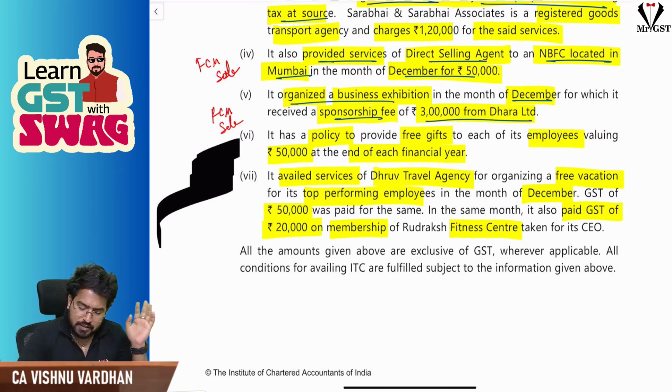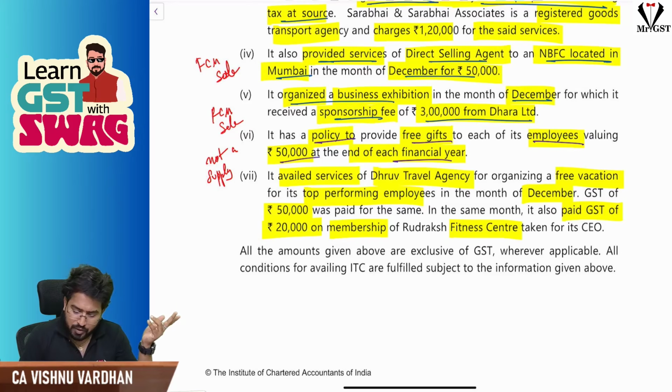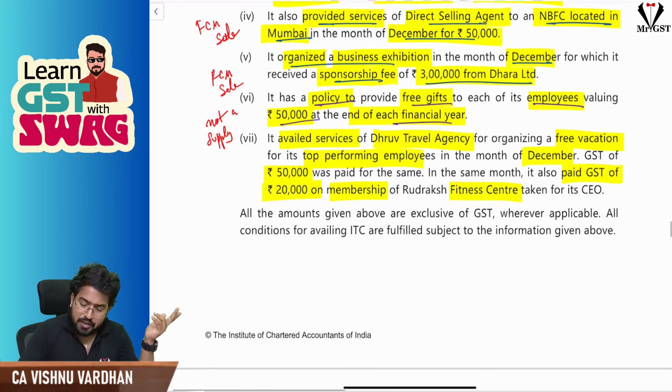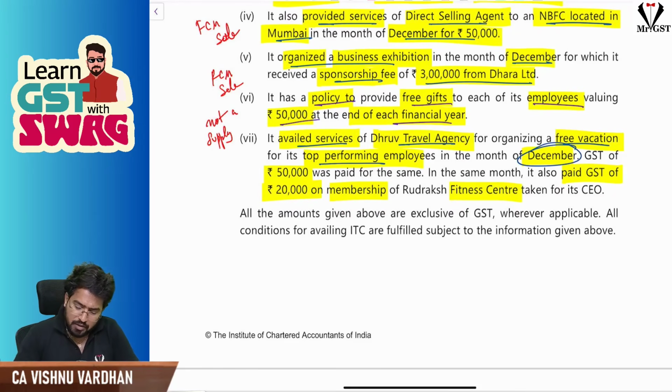Okay. Next, as a company policy, free gifts to employees 50,000. With this point also we have discussed, so it is not at all a supply. Okay. Next, it availed services of Dhruv Travel Agency, free vacation to top performing employees. December 50,000 was paid. Leave travel assistance to employees is blocked under GST 17 subsection 5.